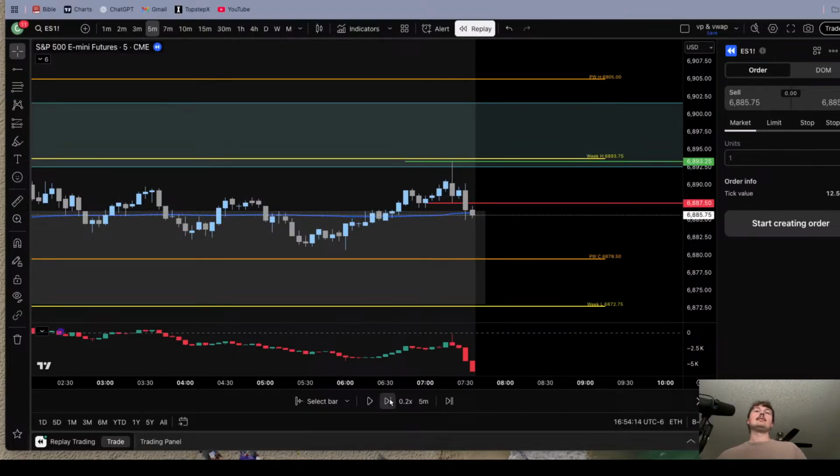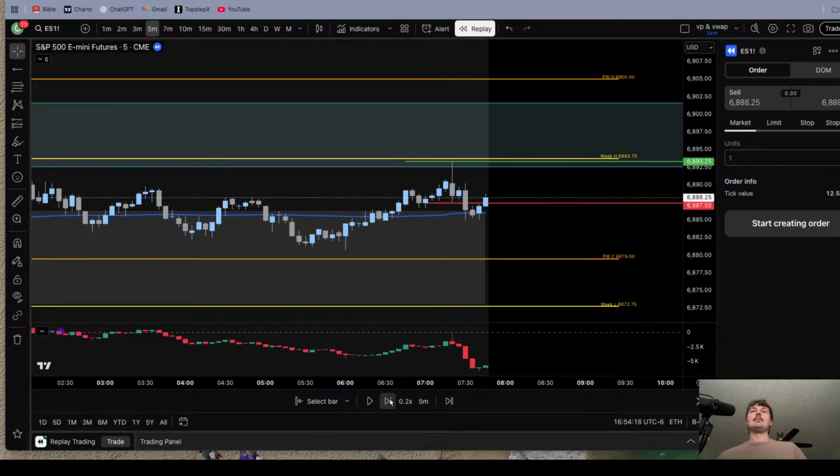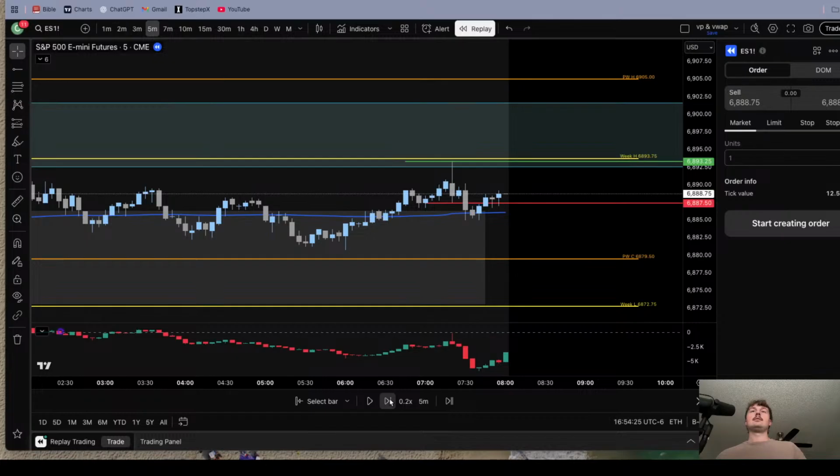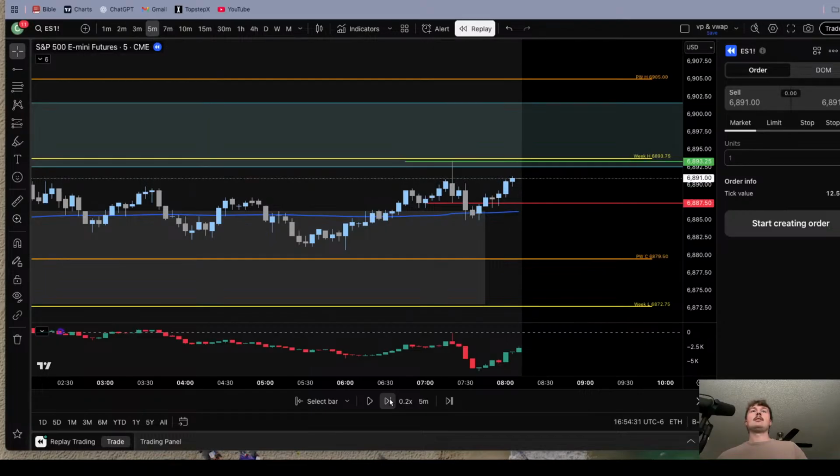I'd like a retest. An actual bullish. Yep. Alright, let's see if we can get a bearish. Okay. Are we going to do a double break? Maybe. That's what it's looking like.